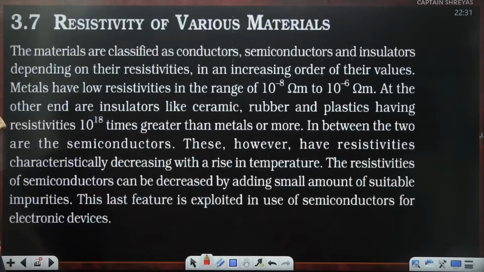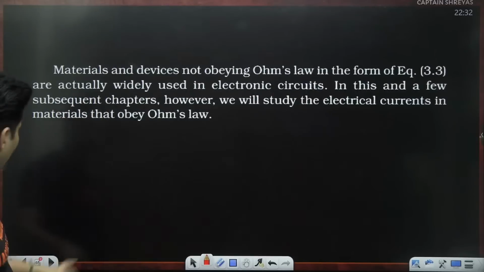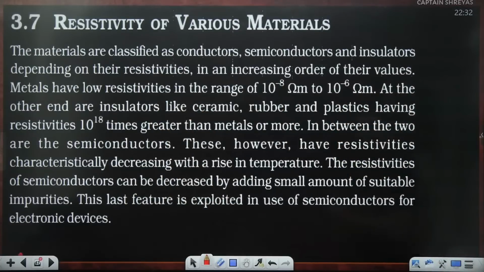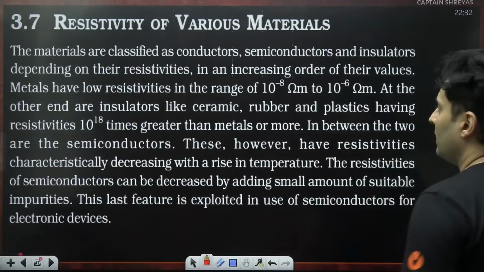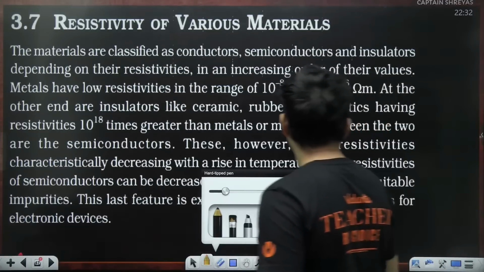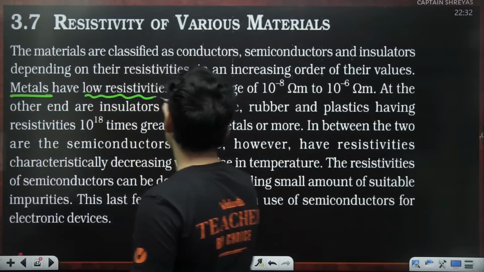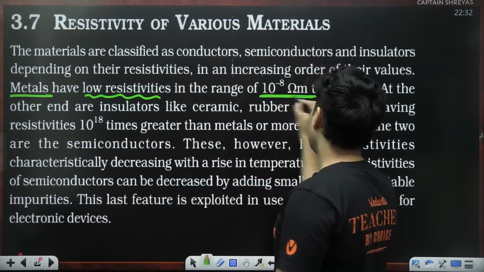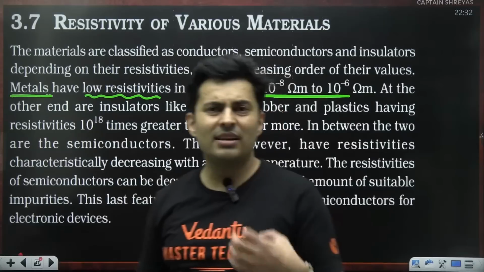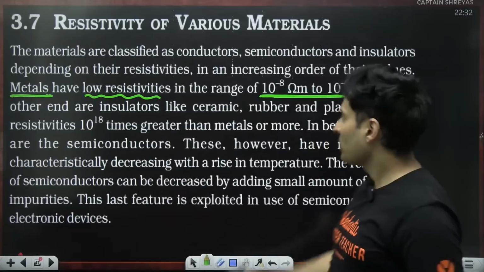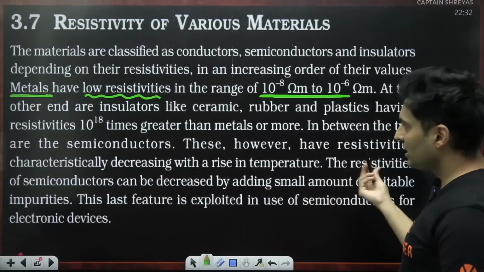Okay, so they have just mentioned what Ohm's law is and where it is obeyed, and we'll be mainly studying those devices where Ohm's law is obeyed. Okay, that's fine. Now again they come back to resistivity of different materials. The materials classified as conductors, semiconductors and insulators are based on their resistivities, of increasing values. So conductors, which are basically metals, have very low resistivity, obviously, in the range of 10 to the power minus 8 to 10 to the power minus 6. Obviously metals are conductors, so their resistances should be less. Resistivity also depends on the material, remember that.